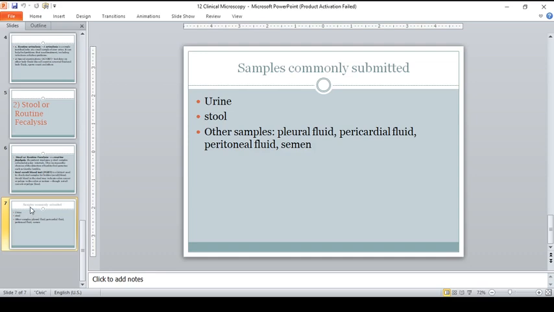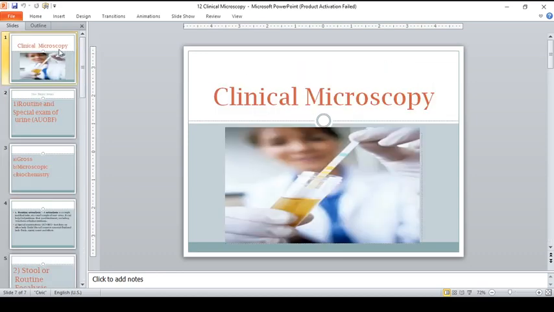So, samples commonly submitted are urine for routine urinalysis, stool for the routine fecalysis, and other samples. So, that is for the clinical microscopy section.